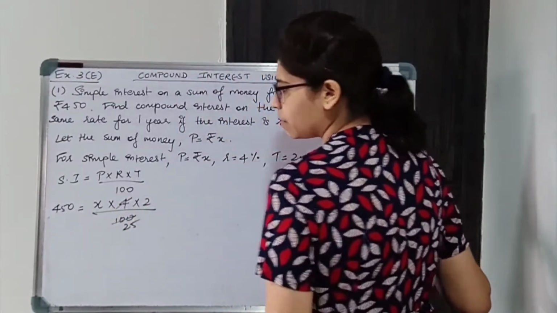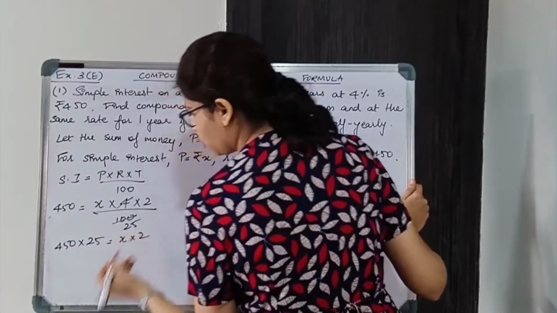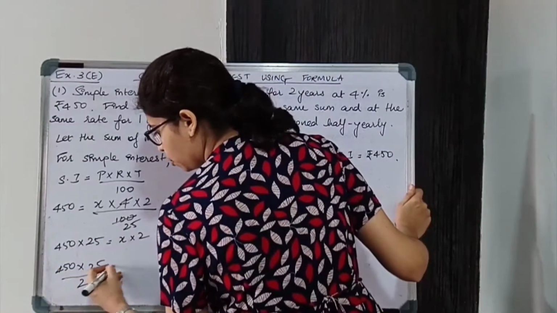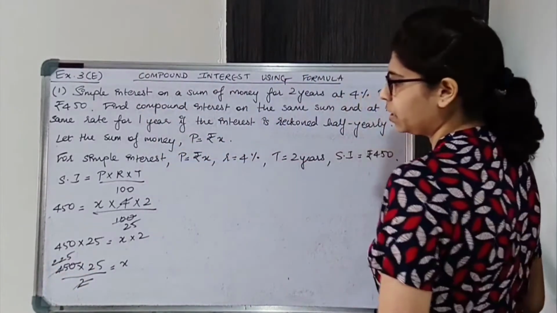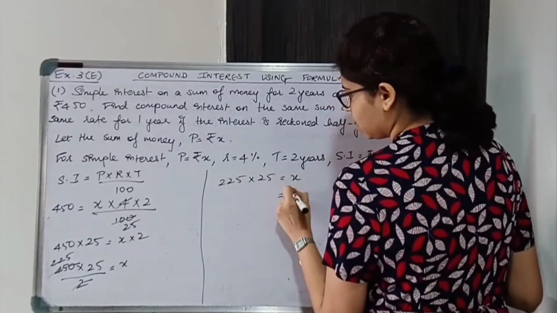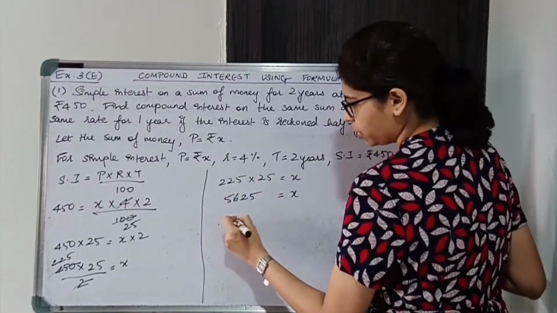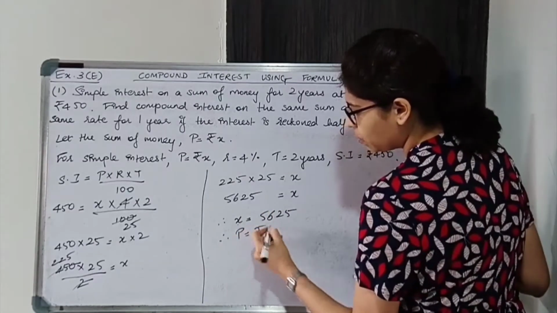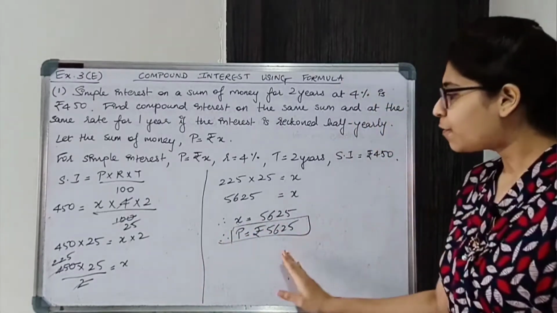4 25s are 100. So 450 into 25 is equal to x into 2. Shifting 2 also to the other side, 450 into 25 upon 2 is equal to x. 2 2s are 4, 2 225s are 450. So we get 225 into 25 is equal to x. Now just multiply. This will give 5625. So therefore x is equal to 5625, that is the principal is equal to rupees 5625. We found the principal.